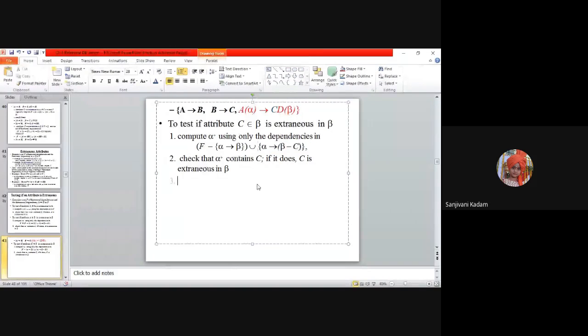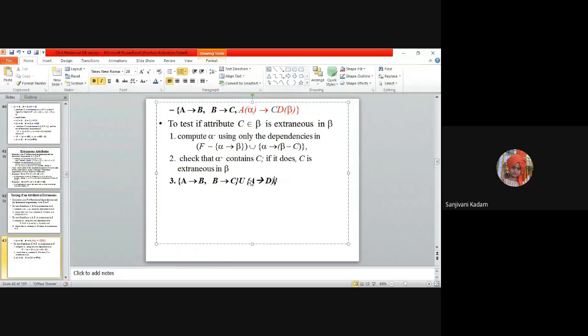The first step, from F, we want to remove this alpha gives beta. Right now we want to check for this functional dependency whether C is extraneous. So we remove this functional dependency, and we simply add the functional dependency by removing the C from the right hand side. So this set will be F minus this, union with alpha, that is A, gives beta minus C; in beta we have CD, minus C will give us D. So we consider that C got removed. So A gives D.